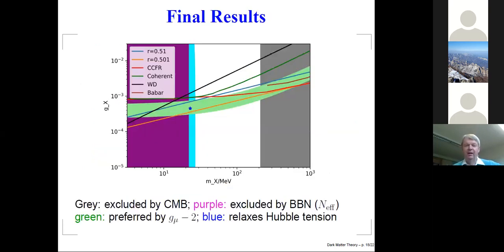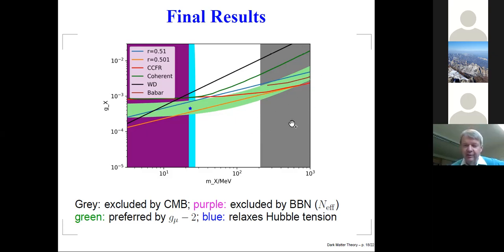So here's now our final money plot. If you want, let me walk you through these various bands. First, this light green region, that's where you want to be. This is the mass of the new gauge boson and the coupling. This light green region is where you want to be in order to get the right value of the dipole moment of the muon, a few times 10 to minus 4 for very small masses, and then this scales linearly with the mass as we saw for masses larger than the muon mass.